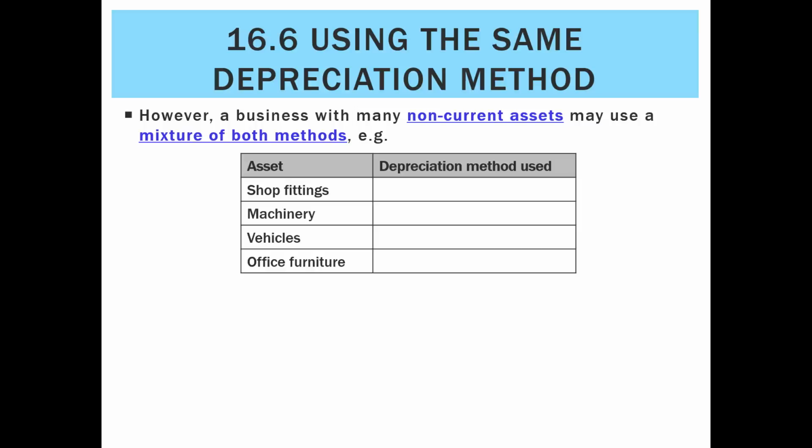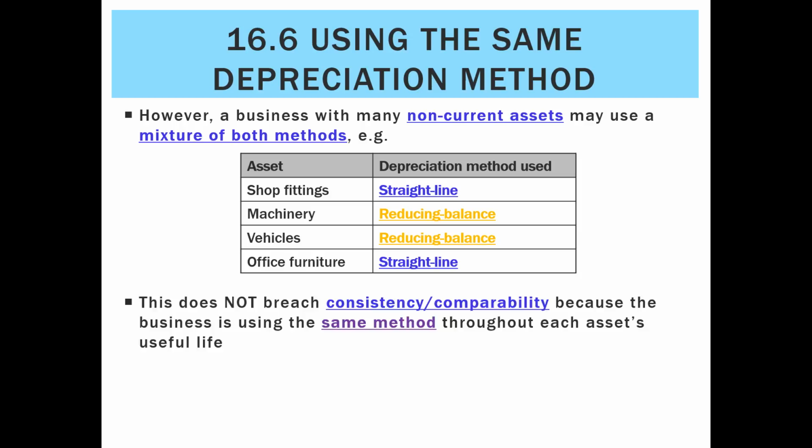So for example, with the shop fittings, we might use straight line, but straight line's not appropriate for machinery or vehicles, so we might use reducing balance instead. But office furniture, that's going to generate roughly the same revenue every year, so we're going to use straight line for that one. That's okay. That's not breaching consistency or comparability. We can still compare the office furniture over time. That's acceptable to chop and change methods within your asset portfolio.